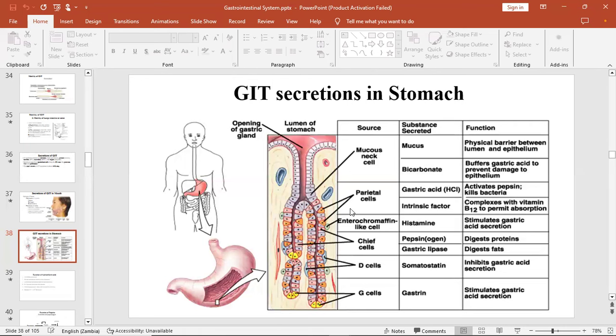Then when you go to the chief cells, I don't know why they're named chief cells. Maybe it's because they're the principal cells. So these chief cells are responsible for producing two things: the pepsinogen that we talked about, and also the gastric lipase. So the pepsinogen and the gastric lipase have got two functions. Okay? So number one, the pepsinogen is responsible for degrading proteins to what we call peptones or polypeptides.